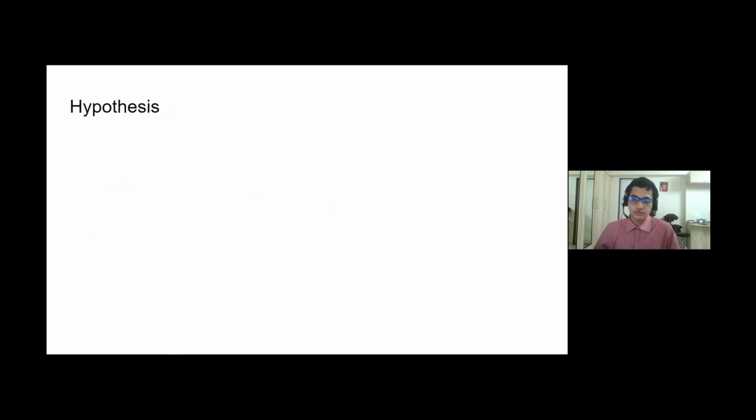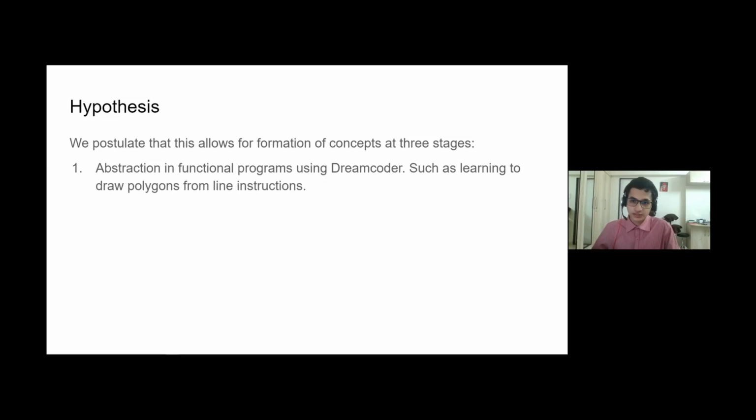The hypothesis, the idea behind using programs as representations of the input images, is that this allows for concept formation at various stages in the pipeline. Firstly, at the program synthesis stage, where Dreamcoder, through its abstraction step, invents new functions. For example, through Dreamcoder, we would be able to learn functions to draw polygons when it tries to draw multiple different polygons, and in the abstraction step identifies that having a function that does this is a useful function to have for the synthesis stage. So over there, we're generating the abstraction from the program synthesis stage itself.